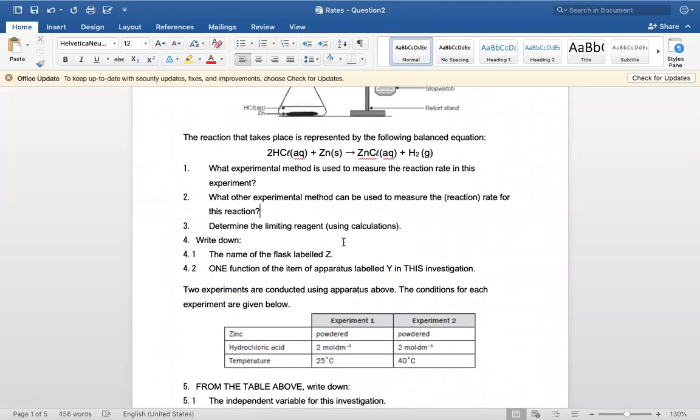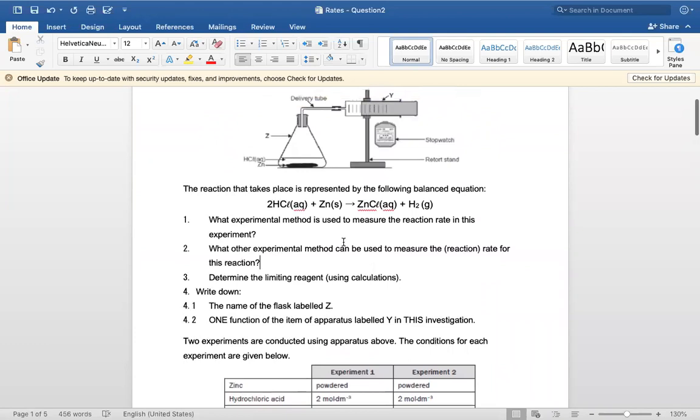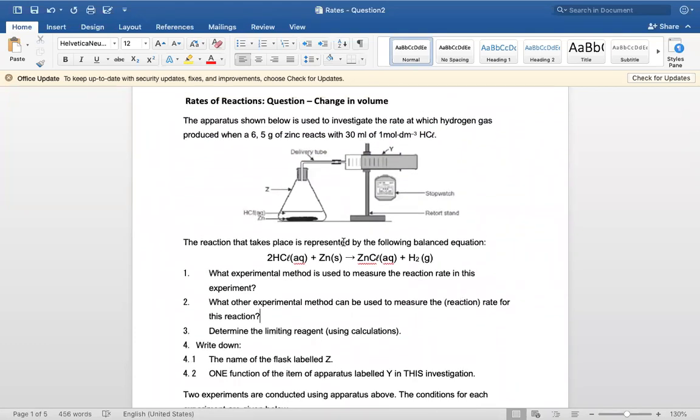Determine the limiting agent using calculations. How are we going to do that? Limiting reagent, you'll have to look at what's reacting with what. How do you work out limiting reagent? You'll have to look at the moles or the mass of what's given. So what do we have in our reaction? We've got 6.5 grams of zinc. All right, so can we work out the moles of the zinc?